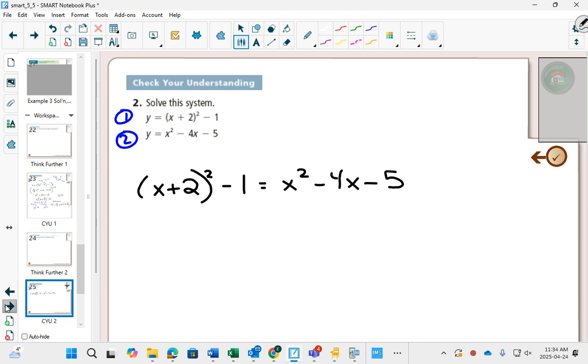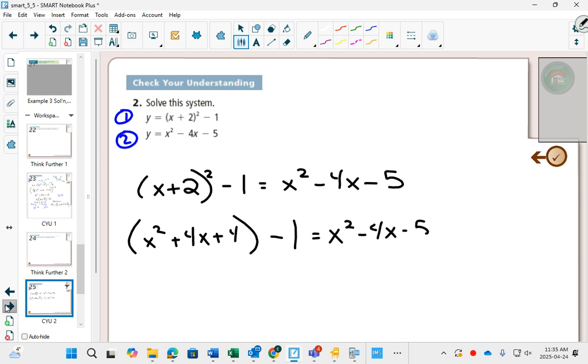Okay, it's a quadratic equation. We need to make one side equal to 0. What do you think we should do with that (x + 2) all squared? Any ideas? We want to combine all of our like terms. Does it make sense? You might want to multiply that out. So if I multiply that out and FOIL it out, I'll get x squared plus 4x plus 4. Still have the minus 1. x squared minus 4x minus 5.